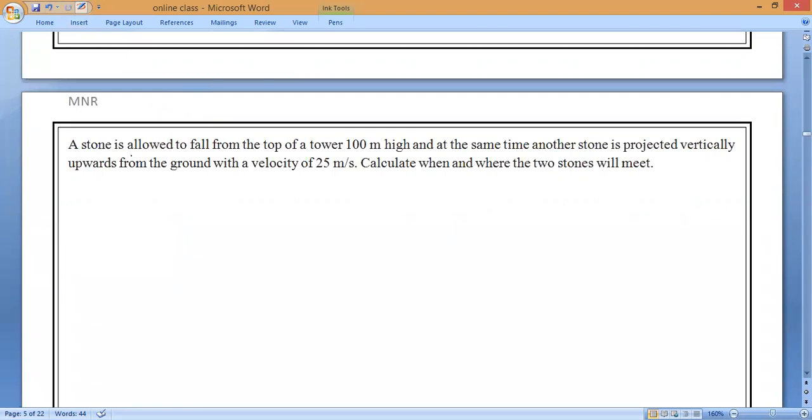So now, question number 17. I'll read the question and explain. A stone is allowed to fall from the top of a 100-meter-high tower. That is the first part.